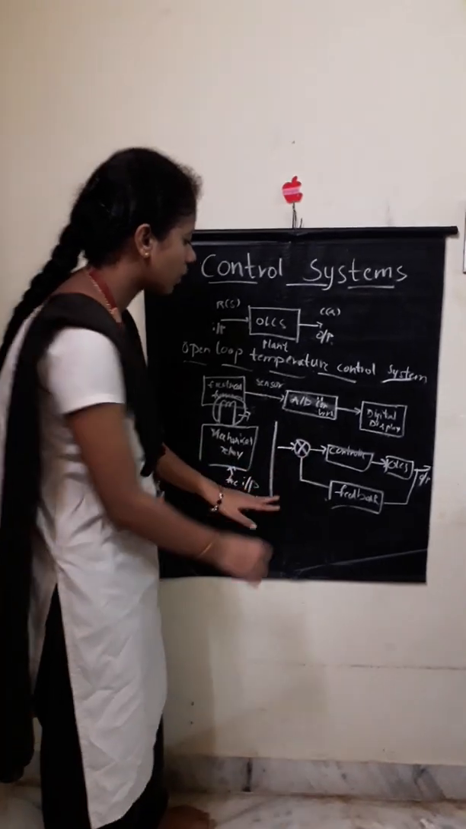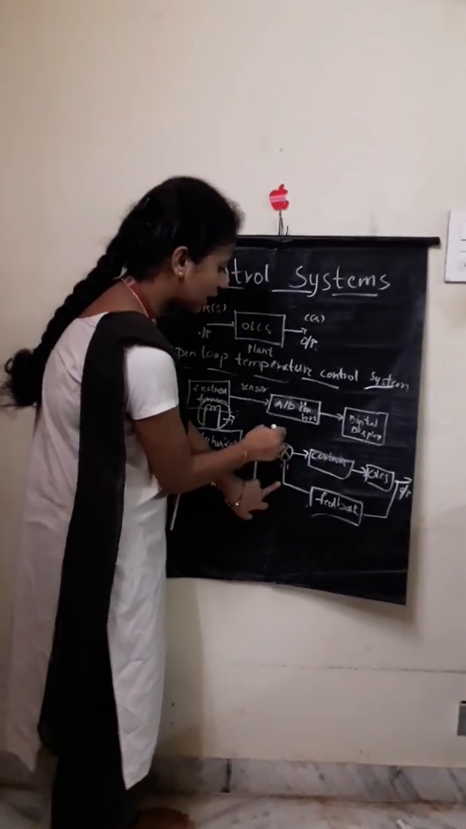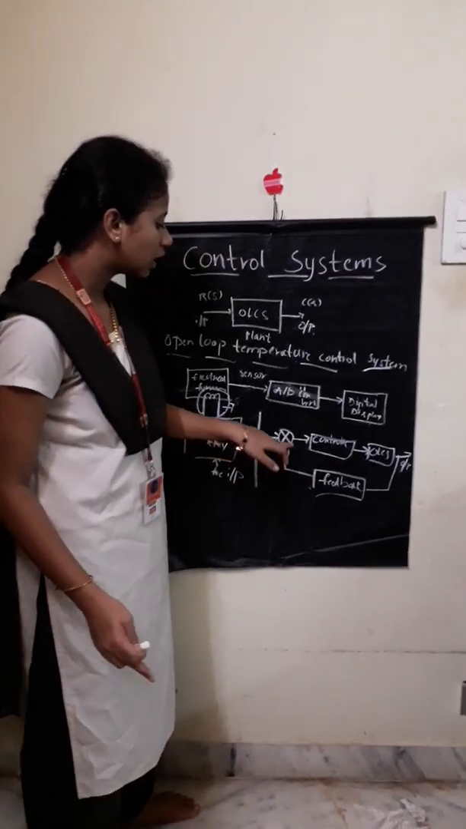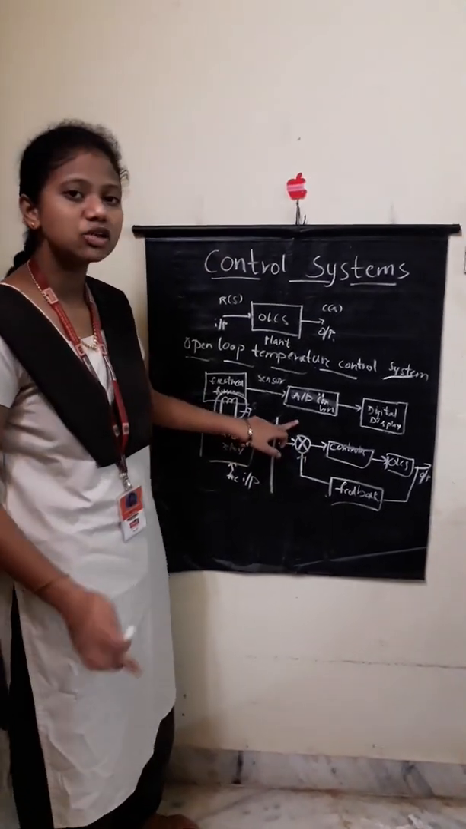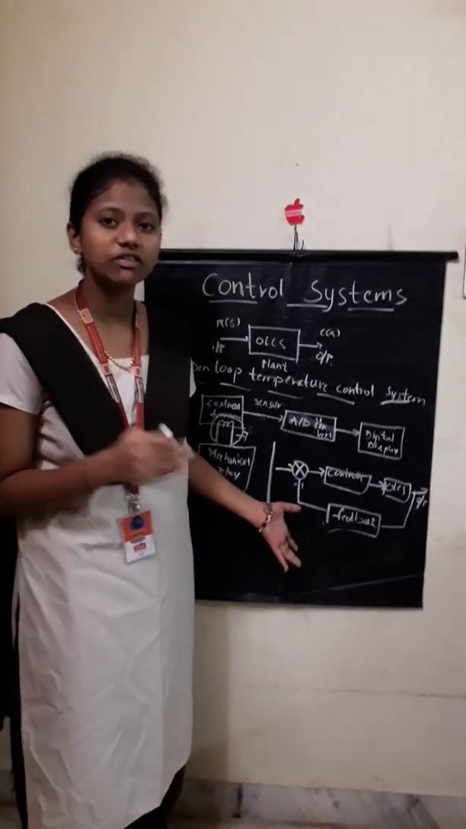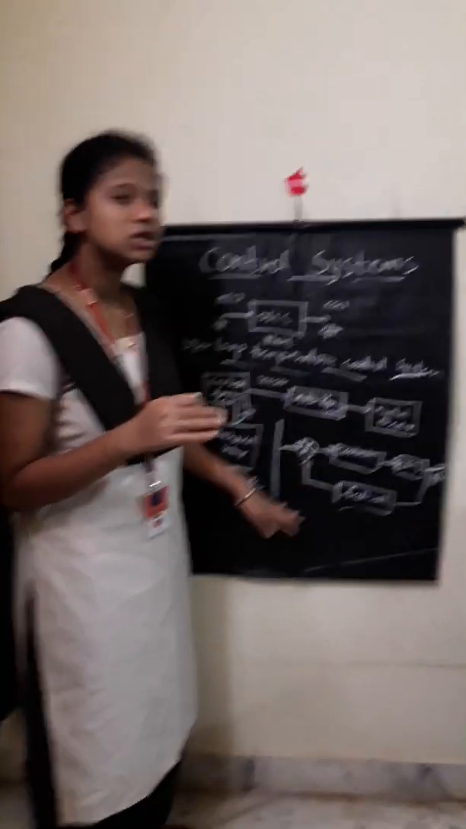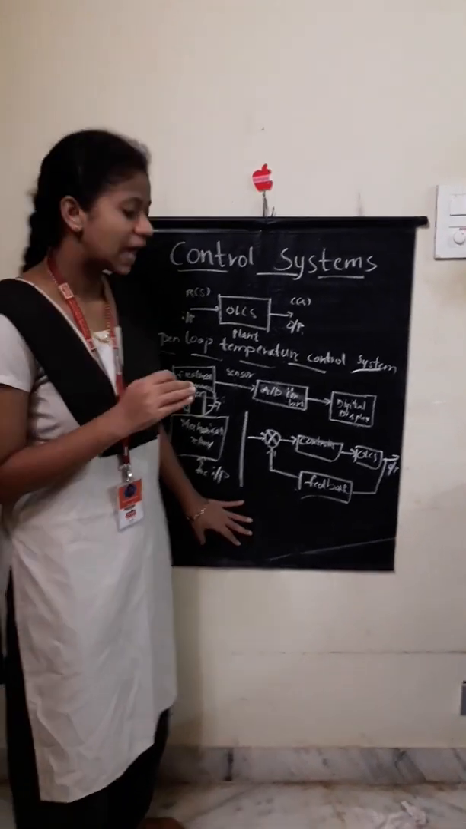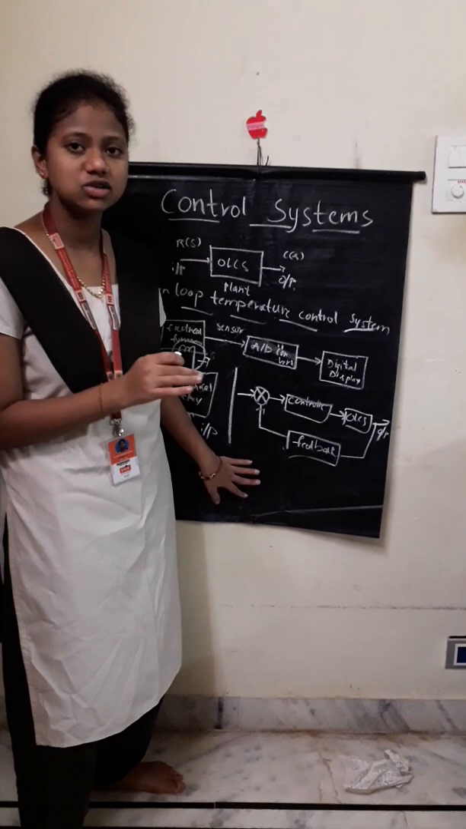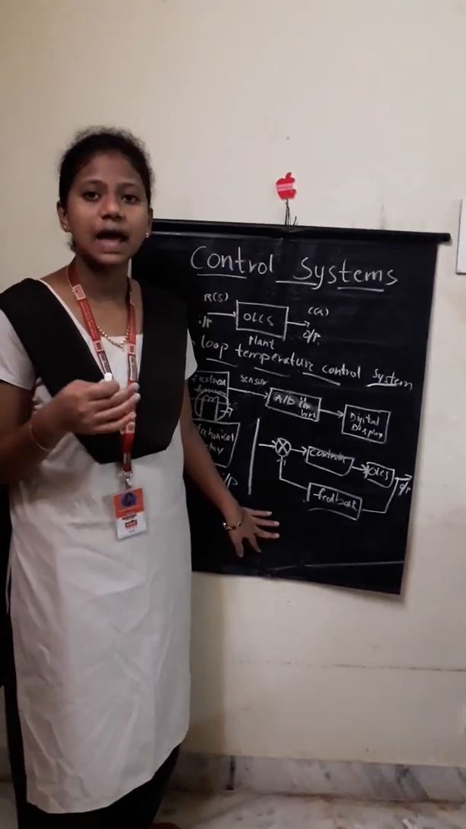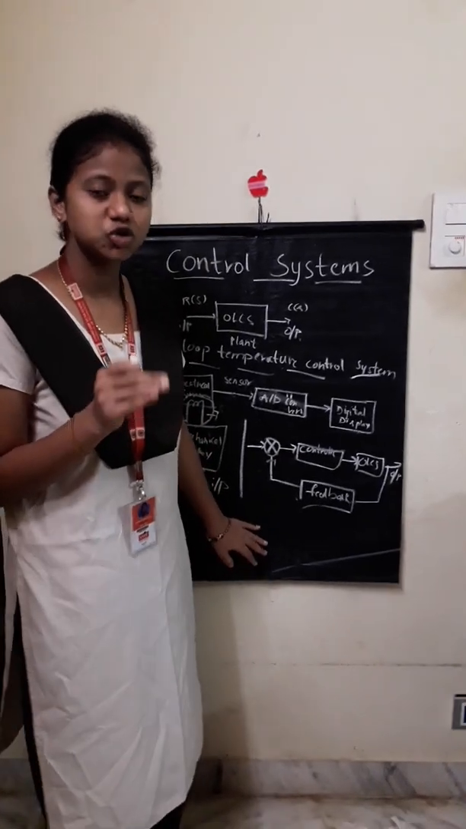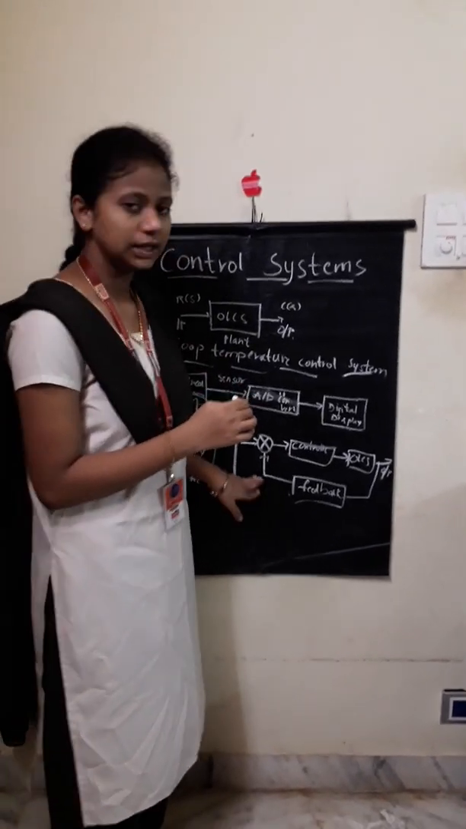And the basic components of this are the error detector, controller, plant, and feedback. The work of the error detector is to detect any errors in the given input signal, and the controller is to modify and amplify the error signal, and the feedback is to take a sample of the output and convert it into the same format as the input signal which was given earlier at the start.